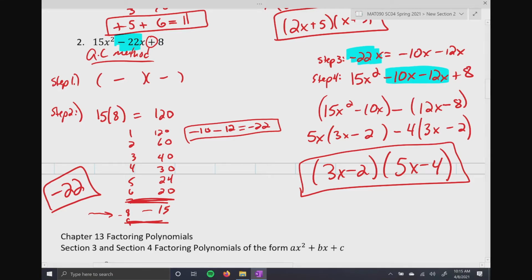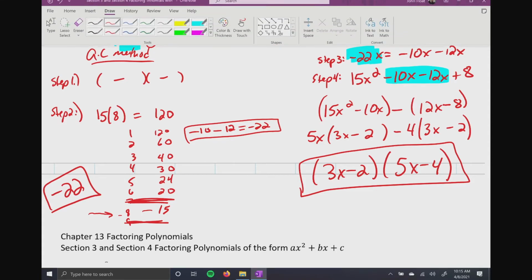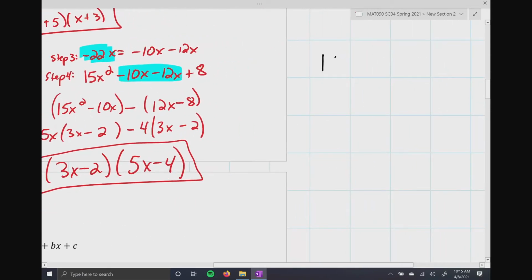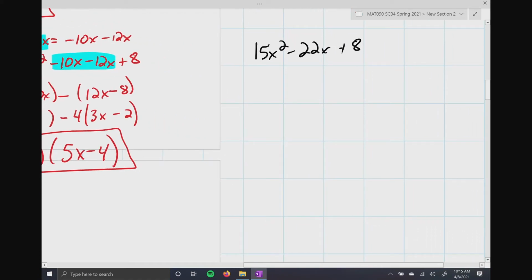Now, some of you may be sitting there thinking to yourself, boy, that's a lot of work. All right? Let me show you the flip side to this. I don't want anybody to write this down, because you're going to waste your time writing it down. Here's the flip side to this. 15x squared minus 22x plus 8. Here's the flip side. Give me a second. I need to think.